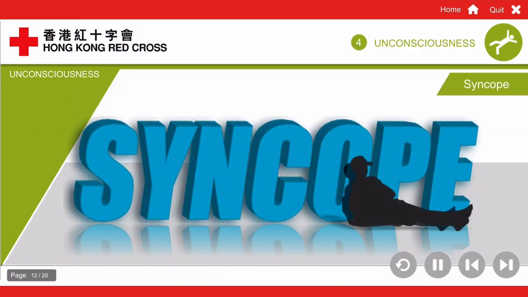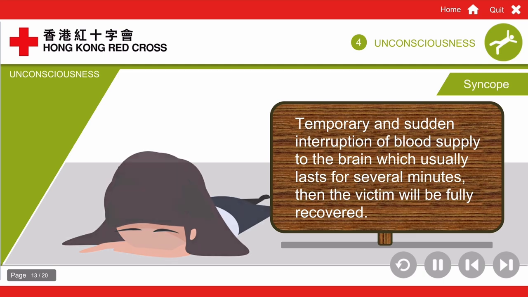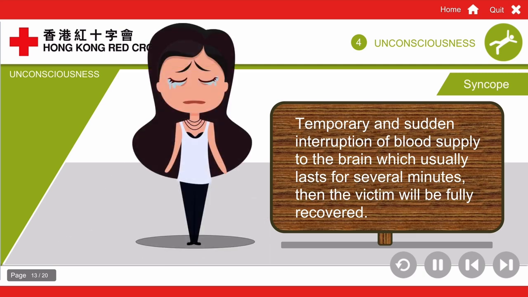Apart from unconsciousness, we may also come across syncope and should learn how to manage the condition. First, we need to know the definition of syncope. Syncope is a brief loss of responsiveness caused by a temporary reduction of the blood flow to the brain. It usually won't last for more than a few minutes, depending on the triggering factor. A victim who has syncope usually makes a rapid and complete recovery.